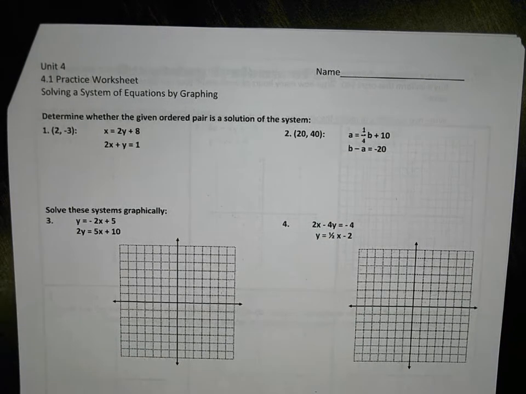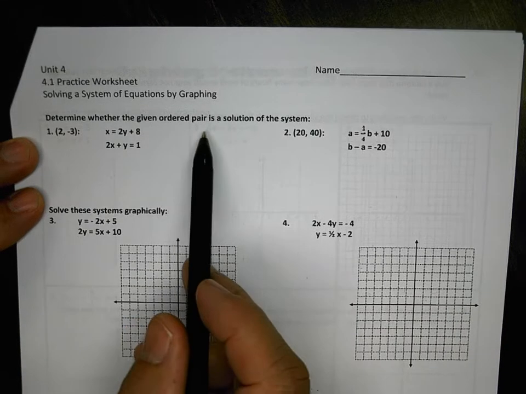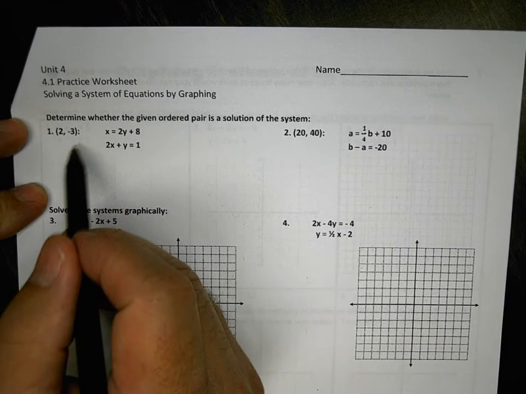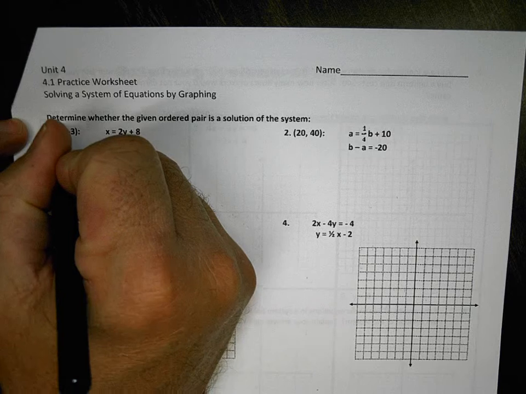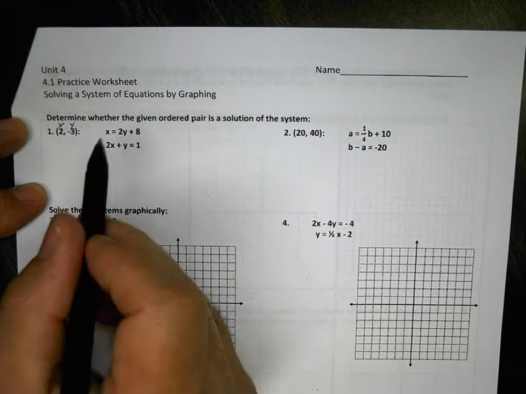Unit 4.1, Practice Worksheet 1. Determine whether the given ordered pair is a solution of the system. So what we'll do is take the ordered pair (x, y) and plug it into each of the equations.